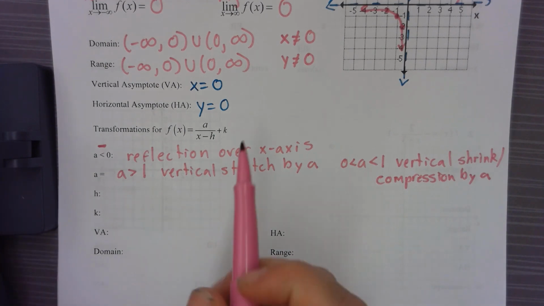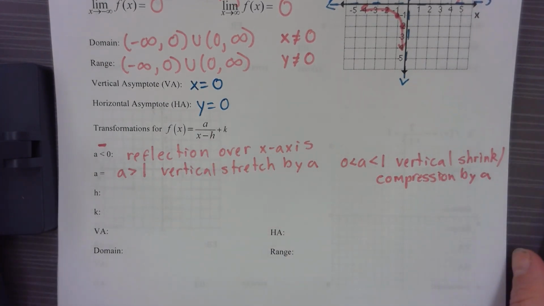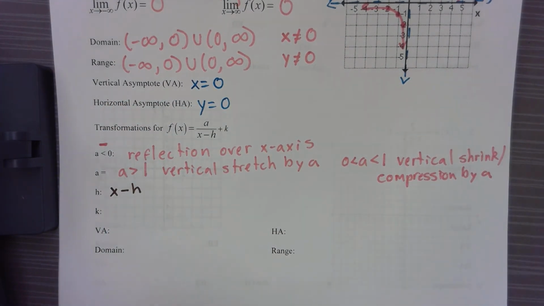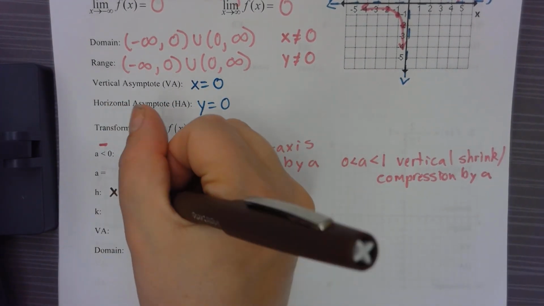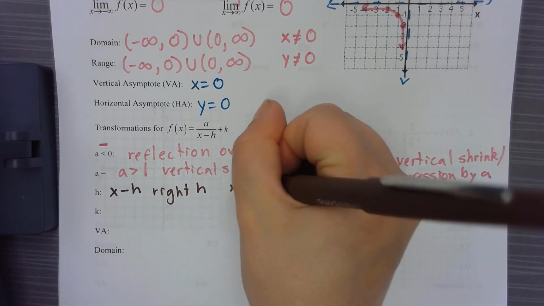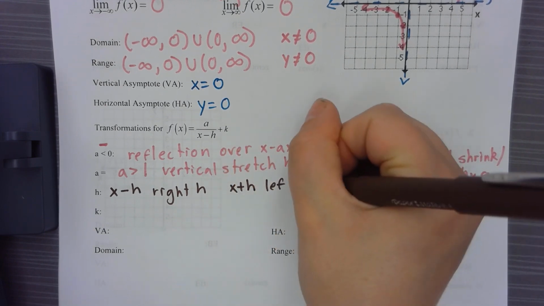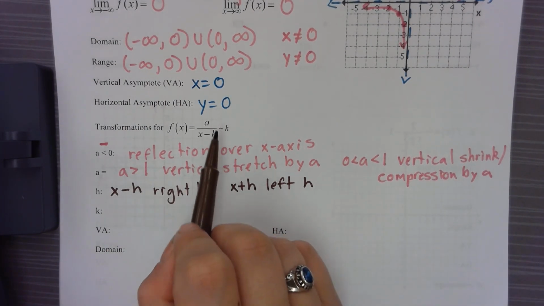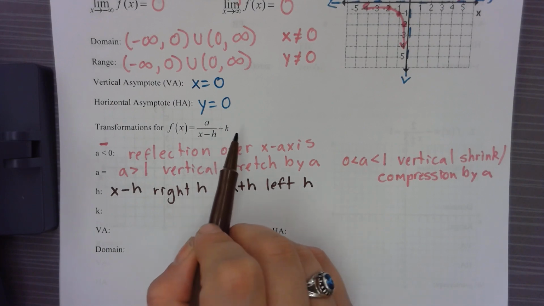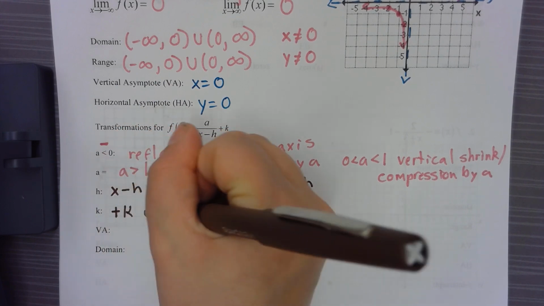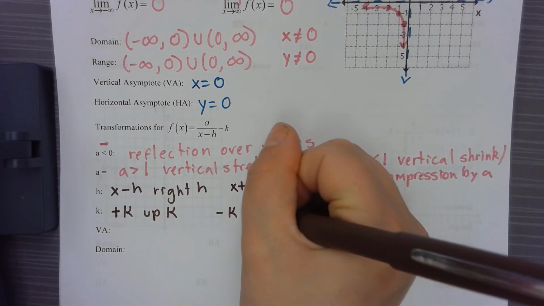This time our shift left and right is in the denominator. But that shift is no different than anything we've done before. When we see x minus h, remember we're doing the opposite of what we think, so x minus a number means we're actually shifting to the right by h. And when we see x plus h, that actually means we're shifting to the left by h. And that's in the denominator this time. But our k value, like always, our shift up and down, is on the tail end, and it's the same thing as what we think. So if it's a positive k, we're shifting up by k, and if it's a negative k, we're shifting down by k.